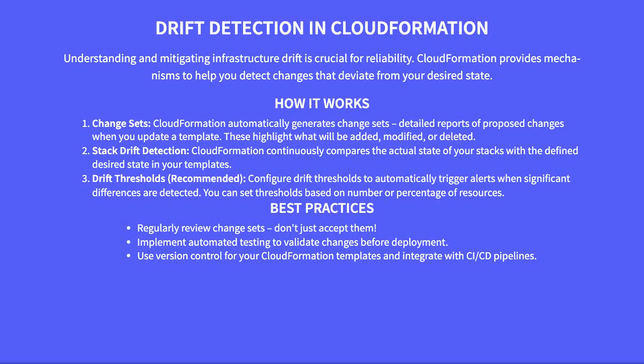Okay, let's talk about drift detection in CloudFormation. Basically, it's all about ensuring that what you think your infrastructure looks like matches what's actually running. CloudFormation helps with this by creating change sets. Whenever you update a template, they really detail exactly what will be changed. Beyond those, there's stack drift detection, which constantly compares the current state to what you defined in your template. To help you catch these issues early, we can set drift thresholds. Think of them as alerts for significant differences. It's super important to review these change sets regularly and to combine that with automated testing and version control. That way, you're proactively managing potential problems.